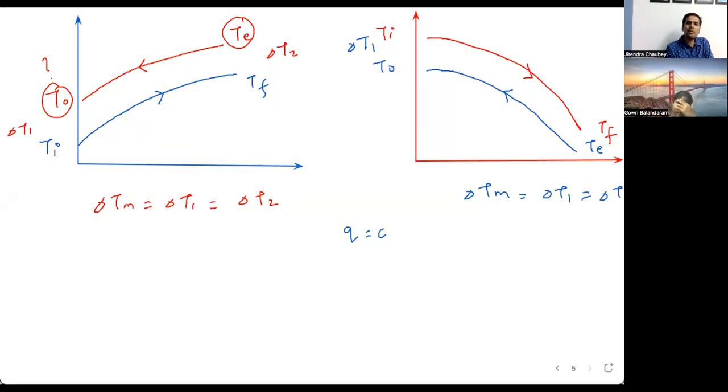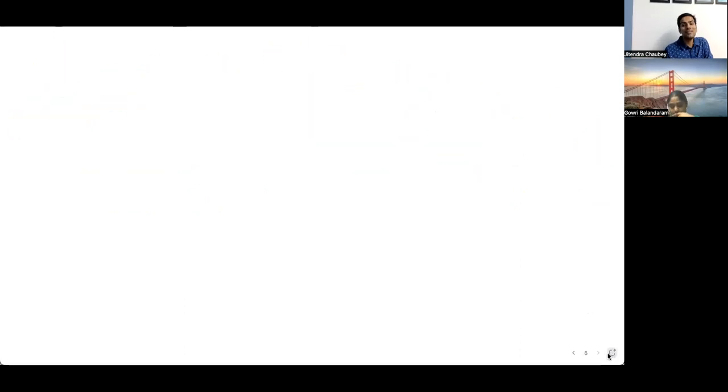There is another method also called the NTU method. I don't know if you're ready to learn it. If you are, I can teach. But if you want to solve it by your teacher's method, even I'll explain that. Okay.